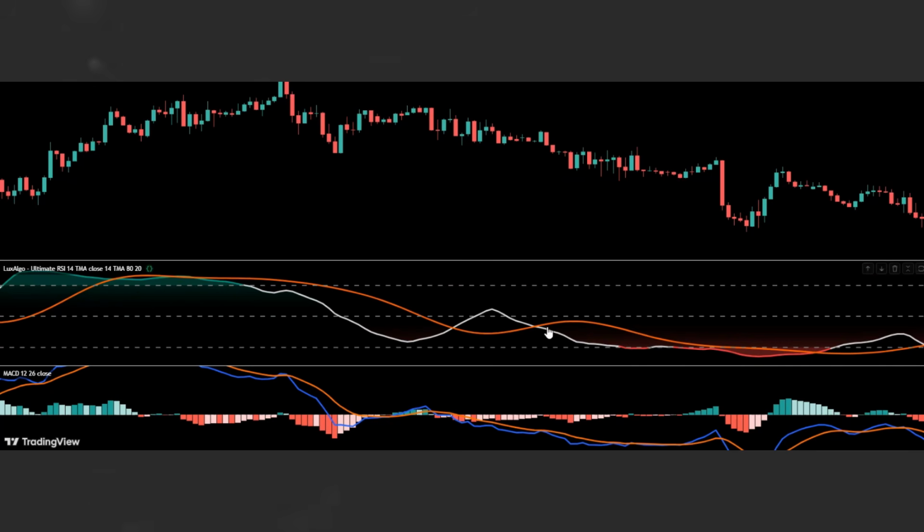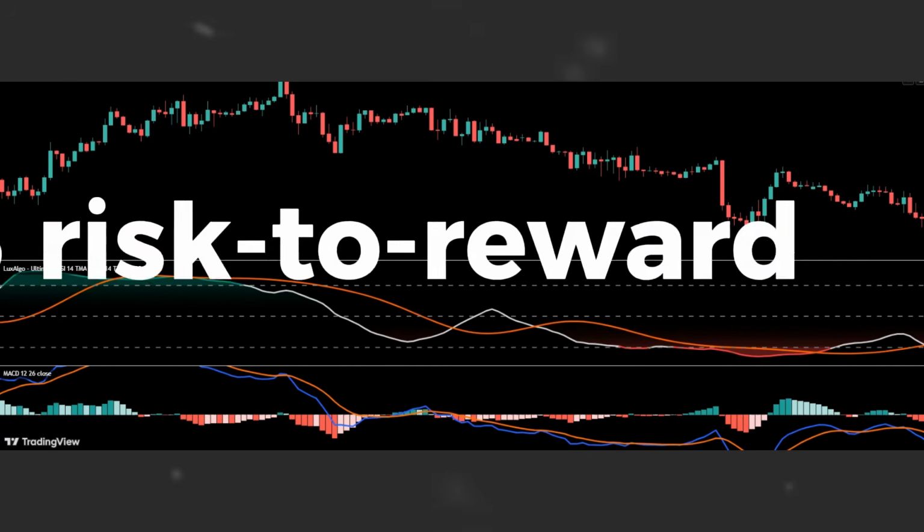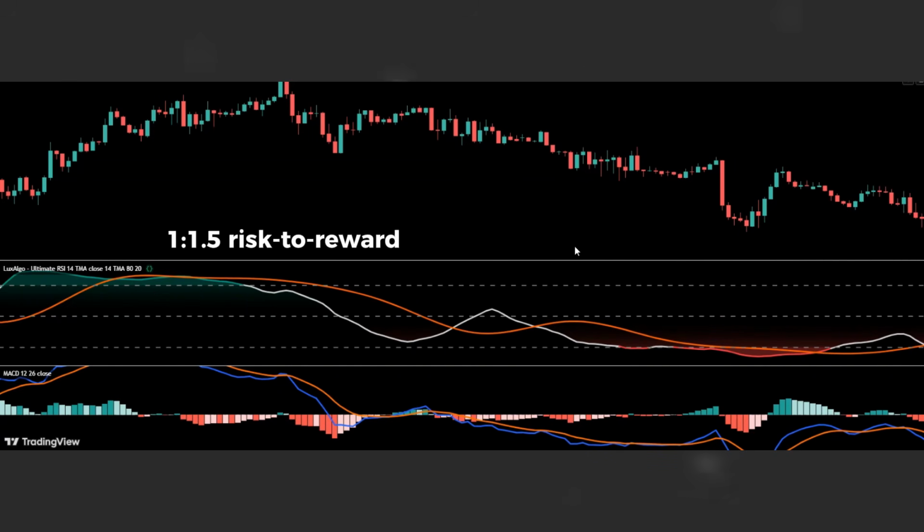But if the RSI is around 50 and the MACD histogram is small, the trend is weak. In this situation, momentum isn't strong, so we use a smaller risk-to-reward ratio such as 1 to 1.5.